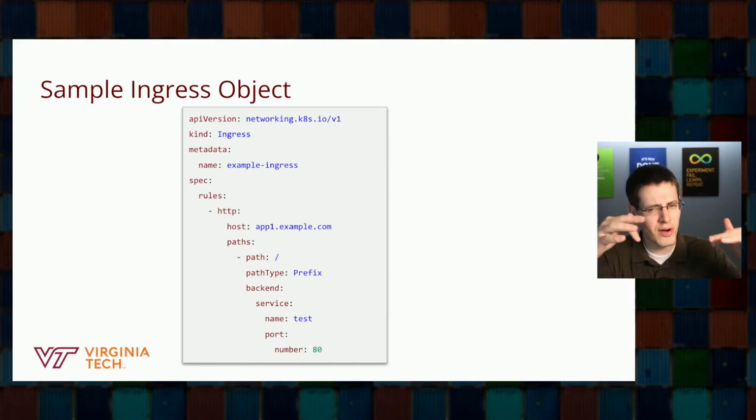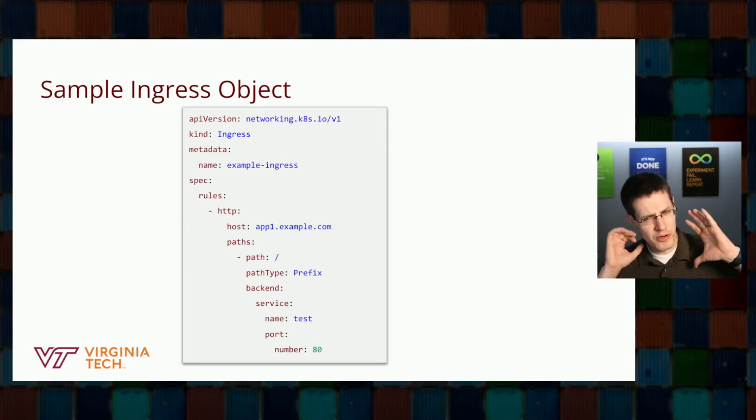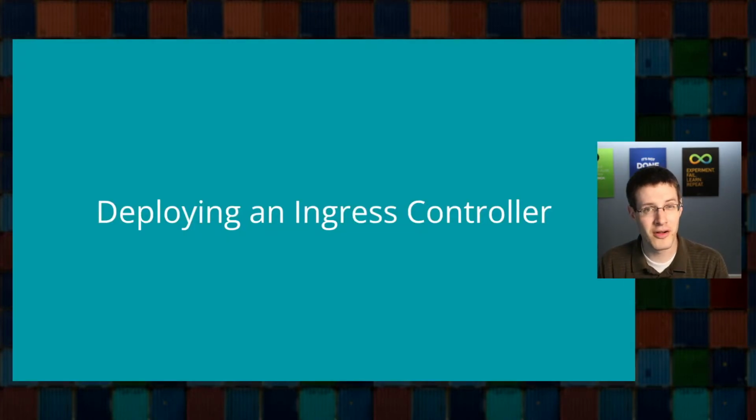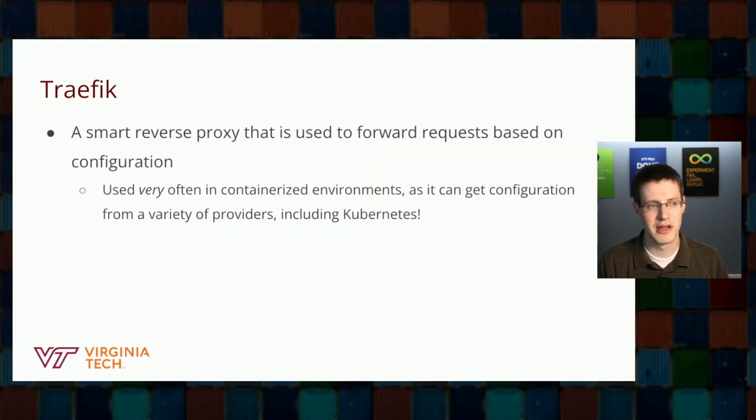Okay. So I know there's quite a few layers of configuration and everything there, but it's pretty understandable here. Again, requests that go to anything at app1.example.com will be sent to a service named test on port 80. Okay. And again, we just declare this object. It doesn't do anything by itself. Okay. So deploying an ingress controller, let's talk about that. These are the things that are actually going to watch the ingress objects and perform state updates.